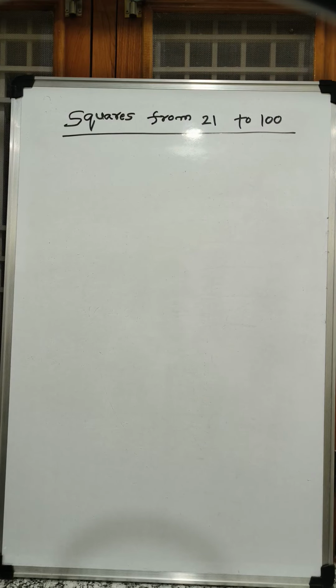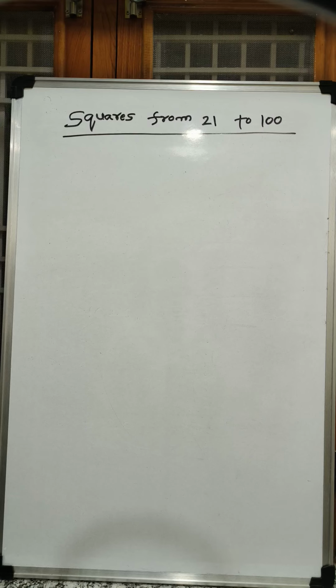In the previous video, we discussed the squares from 21 to 100. How can we write them by an easy method? That means some tricks. It will continue the same as squares from 21 to 100. How can we write them? By using a small trick. Just see one example of how to write the squares from 21 to 100.